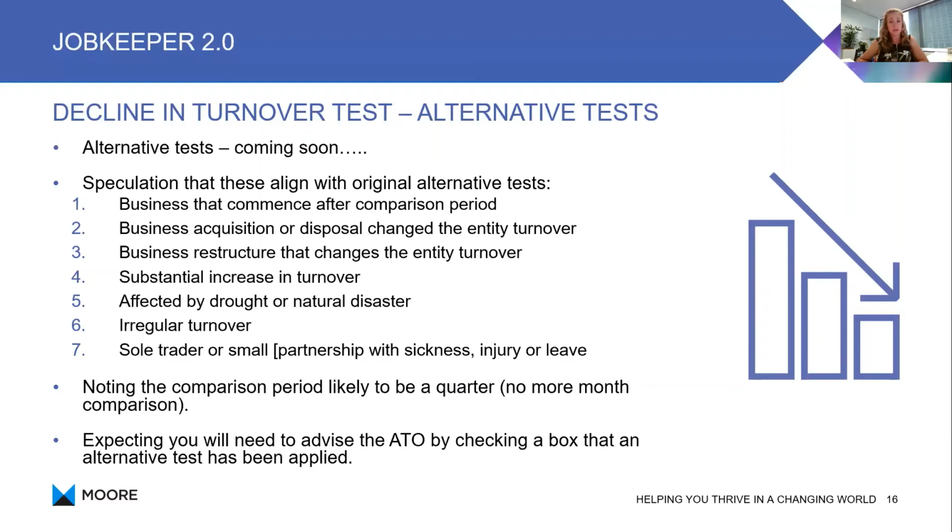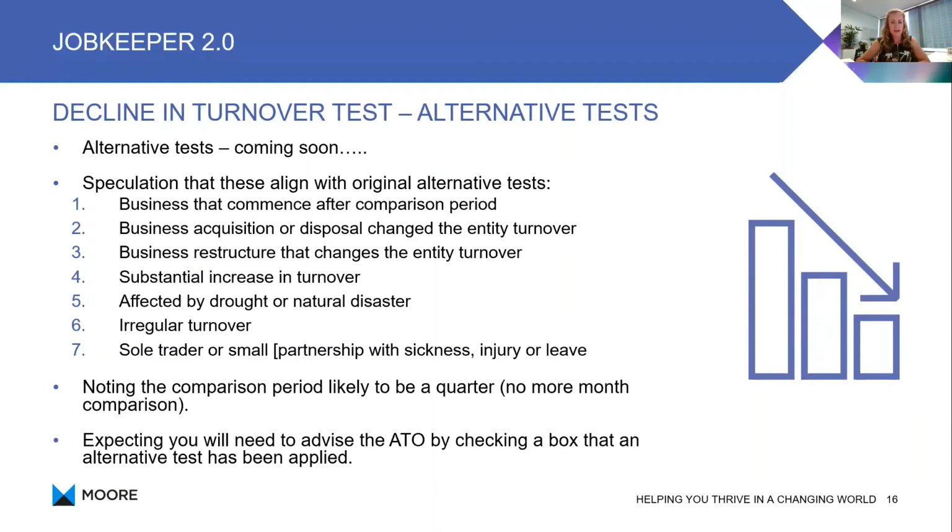Now, noting though that when we get these alternate tests, expect that we're going to be comparing quarter, not month. So when we applied these alternate tests for JobKeeper 1 when it first came out, we were looking at one month potentially to a different test month. Now I suspect we have to be looking at a quarter against an alternate quarter, but we're still waiting for guidance on that. So that's my speculation. The inside information, or it's in the press, is that the alternate tests are going to align, but I'm expecting to see some tweaking to them to accommodate the new test period being only a quarter.